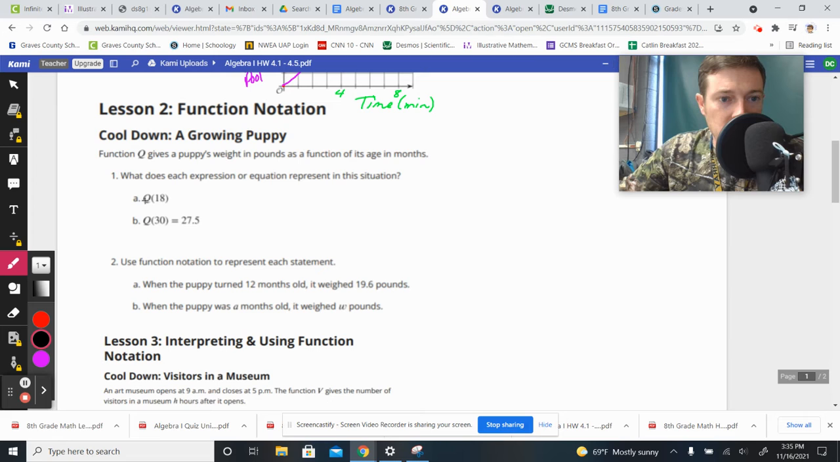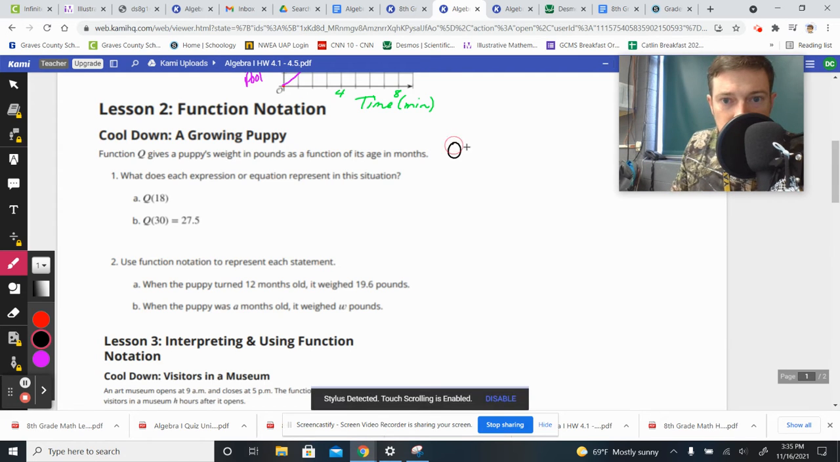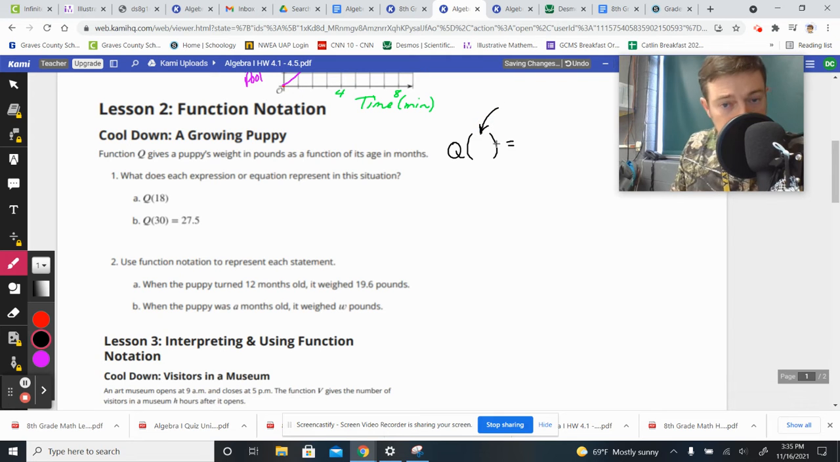So the letter Q that we see here is not something that you're solving for, it's the name of the function. Function Q is giving a puppy's weight in pounds as a function of its age in months. So when you see Q of whatever in parentheses, inside the parentheses is what it's a function of, and it's a function of its age in months. So we know that the age is going to go inside here, and then what it equals is the first part of the function, which is the puppy's weight.